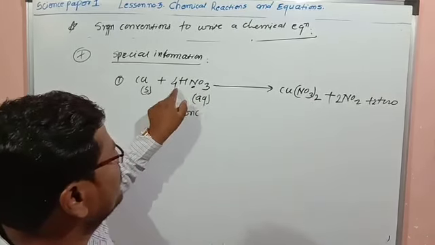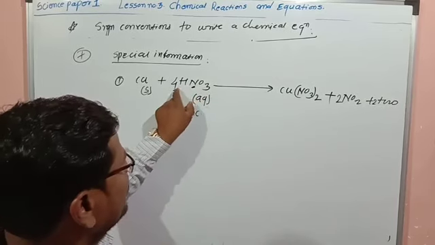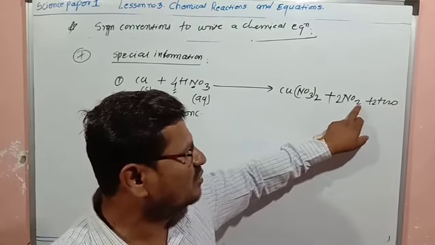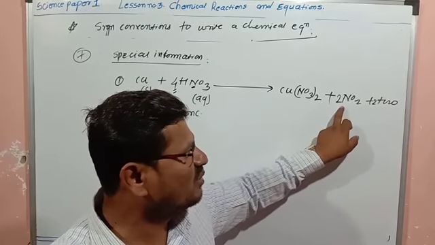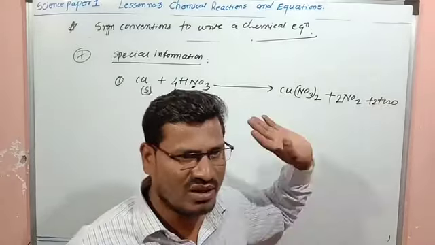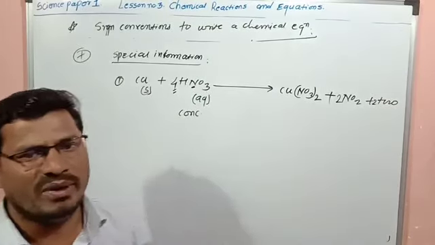Then oxygen: 4 3s are 12, 4 3s are 12. 2 3s are 6 plus 2 2s are 4, 6 plus 4, it will be 10 plus 2, 12. So the chemical reaction is balanced.